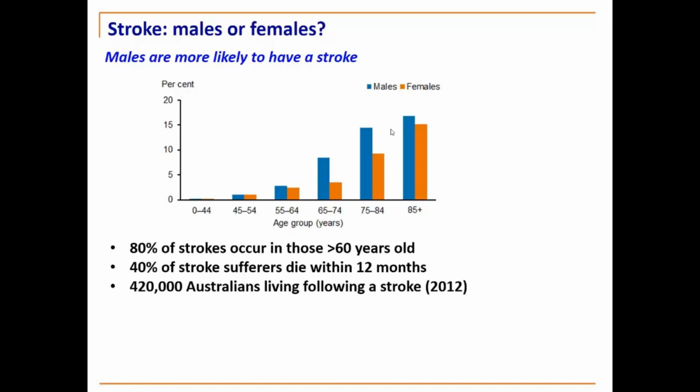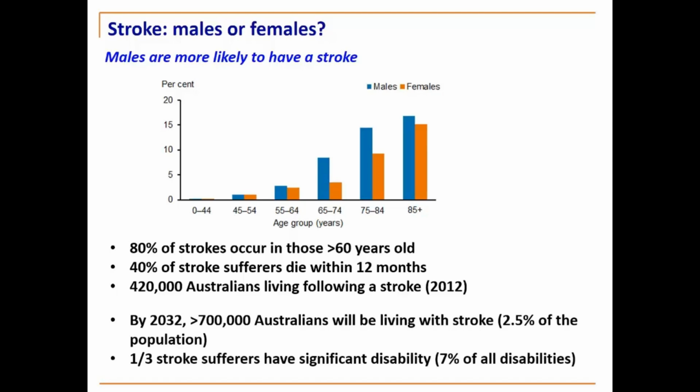So 80% of all strokes, as you can guess from this diagram, occur in those who are over 60 years old. 40% of stroke sufferers die within 12 months, and there are about 420,000 Australians currently living with a stroke, so who've had a stroke. It's estimated that by 2032, more than 700,000 Australians will be living with a stroke. That's 2.5% of the population. And a third of stroke sufferers have significant disability, and that accounts for about 7% of all disability.